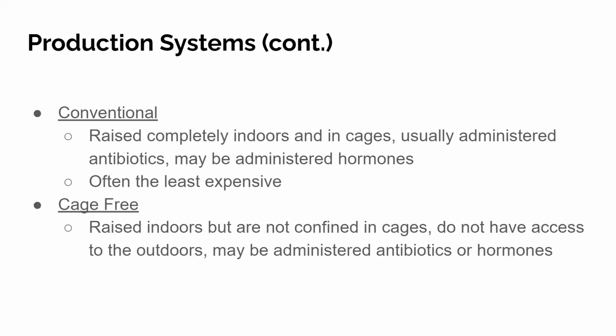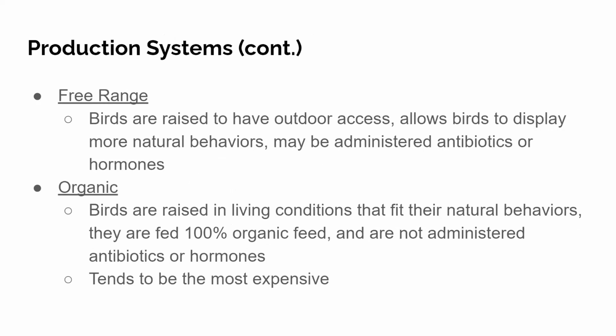In a cage-free system, birds are raised indoors but are not confined to cages. The birds additionally don't have any access to the outdoors. Antibiotics and hormones may or may not be administered in this system as well. Moving on to free range, birds in this system are raised to have outdoor access, which allows them to display more natural behaviors. Antibiotics and hormones are not usually administered in this system, but that is not always the case.